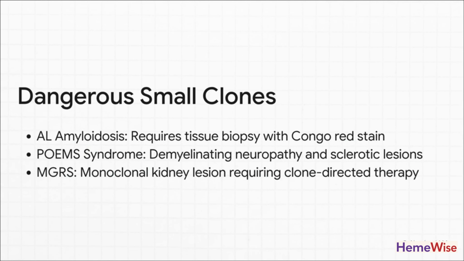We also have to hunt for the dangerous small clones. It's a really surprising fact of hematology that a nearly undetectable protein burden can cause catastrophic damage. This can happen through amyloid deposition requiring a Congo red stain, the severe cytokine storms of POEMS syndrome causing demyelinating neuropathy, or MGRS, where a tiny clone aggressively targets and destroys the kidney.